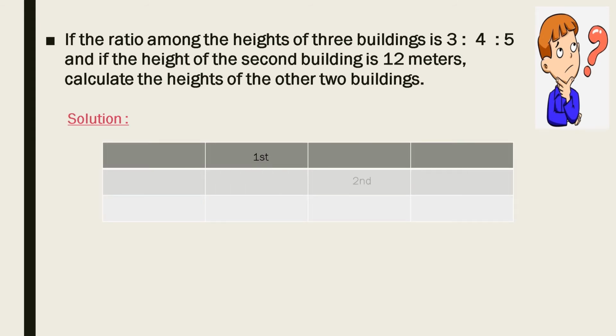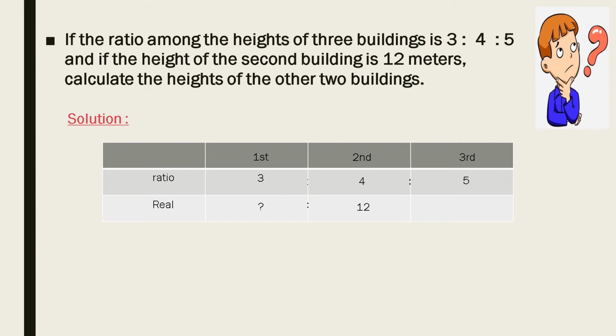Here we write first to second to third. The ratio between them is 3 to 4 to 5. We have a real number here which is 12 meters. This number belongs to the second building, so we write it in the second column.